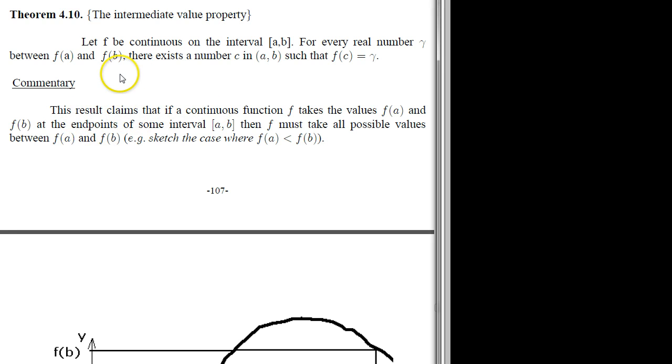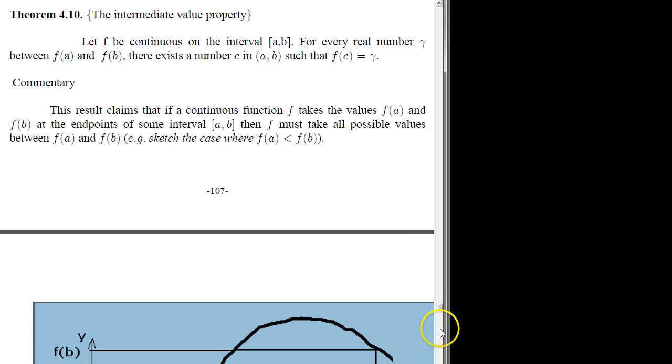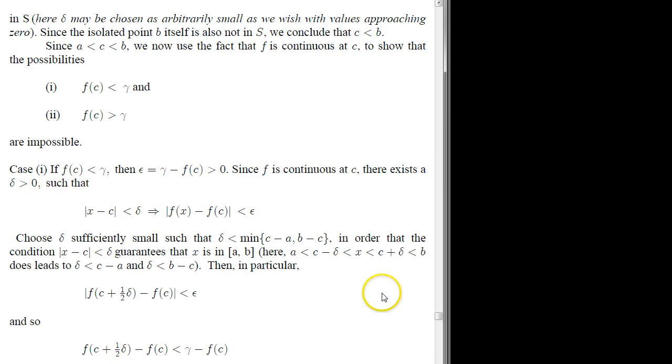Basically, we're going to look at the second part of this proof here. This result claims that if f is a continuous function that takes the values f(a) and f(b) at the endpoints of some interval [a, b], then f must take all possible values between f(a) and f(b). Okay, that's what the theorem is saying. Let's scroll down to where we are.